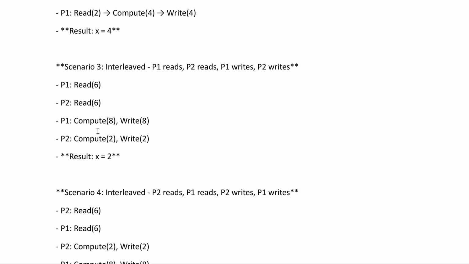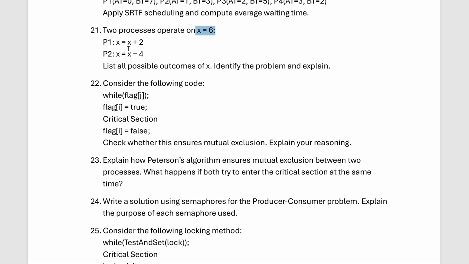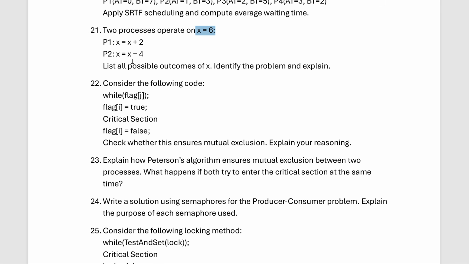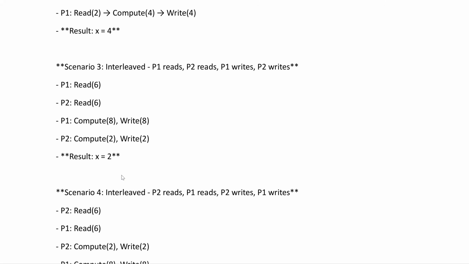Then P1 writes. For the writing operation, P1 has to compute the value of x through its equation. So 6 plus 2, 8. So it will write the value of x as 8. Now P2, because P2 has also read the value as 6, so 6 minus 4, that is 2. So the final value written by process P2 for x is 2. So the final value of x is 2 in this case, not 8, because the latest value of x is 2 here. Right? So this is scenario 3.